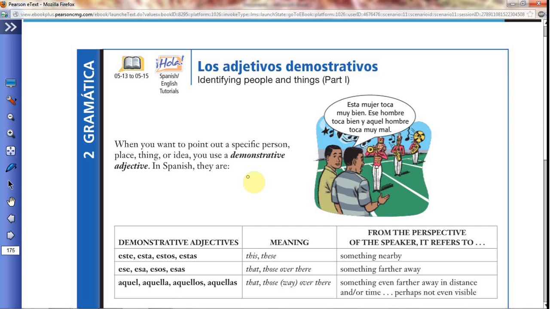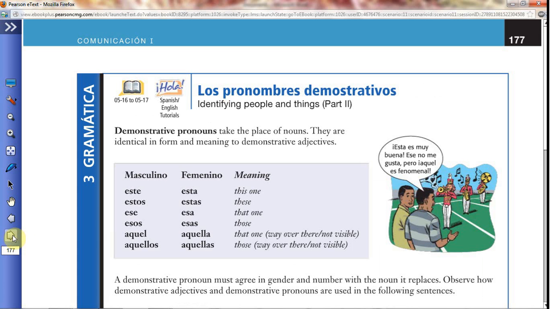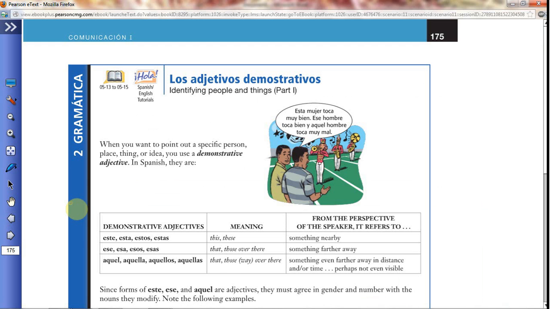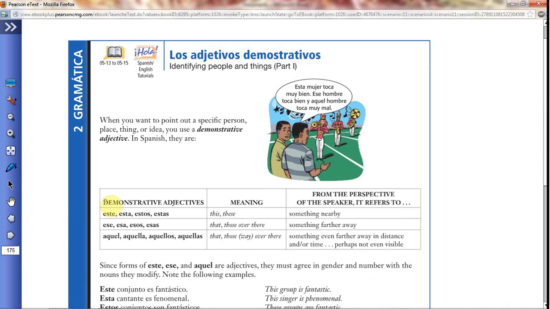Los adjetivos demostrativos and los pronombres demostrativos. Look at the list, this one and the other one, and you'll see that these words are exactly the same. Why is that? Well, these are adjectives first. Then we have pronouns. Let's look at the adjectives.